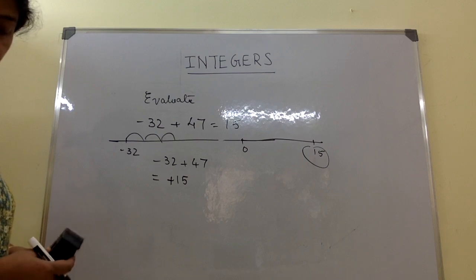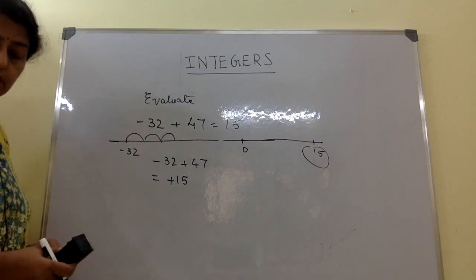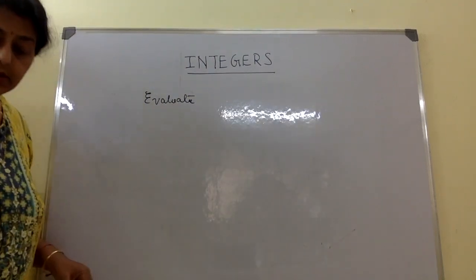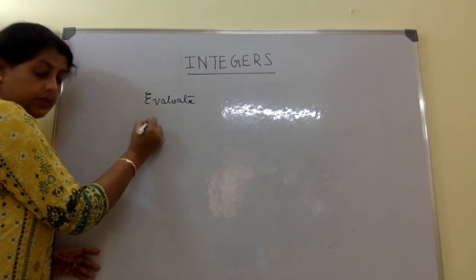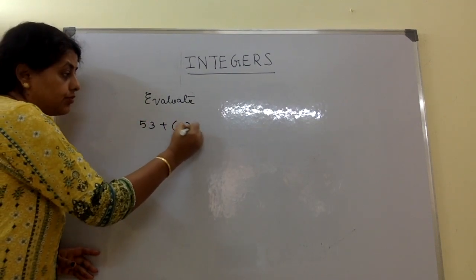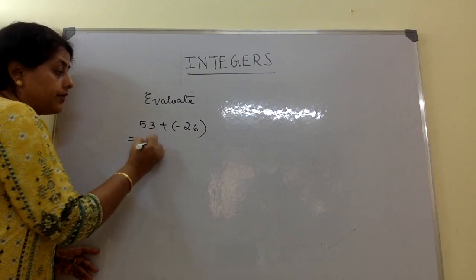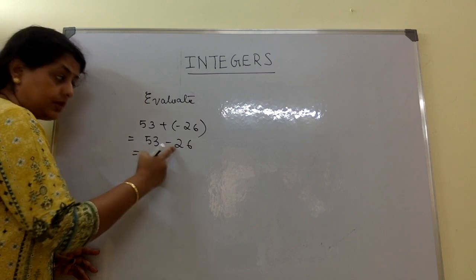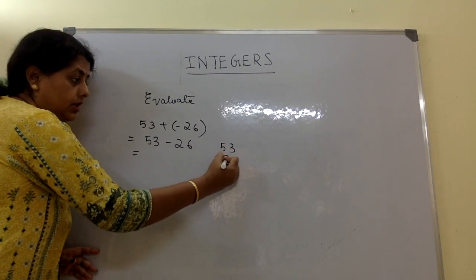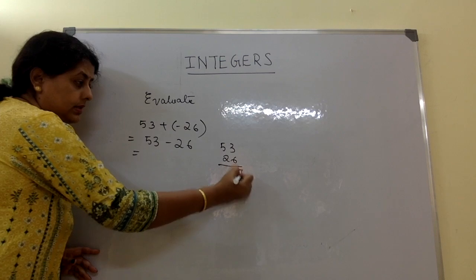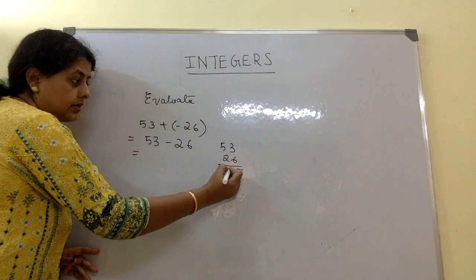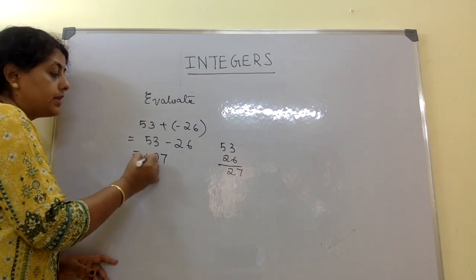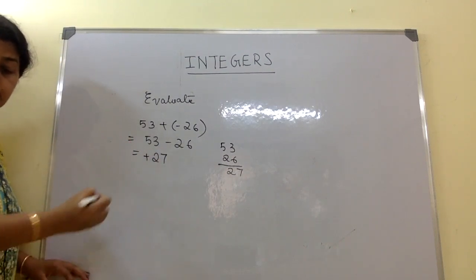Quickly now without the number line I think I can do 2 or 3 sums. So without the number line, okay, because every time you can't be using the number line. 53 plus minus 26. Now this is 53 minus 26. I multiplied the signs. Then they are different signs, so I'll subtract. 53, 26. This is a 7, and then this is a 2. This is 27 plus, because 53 is positive.